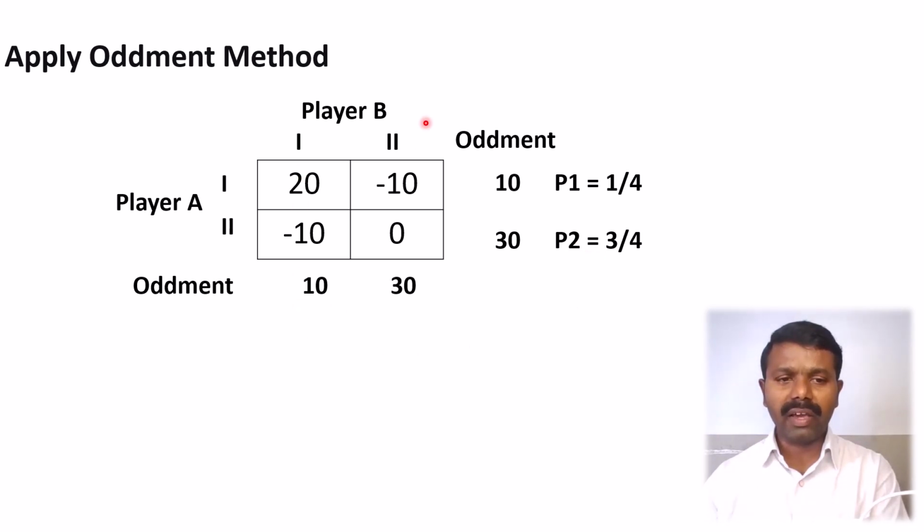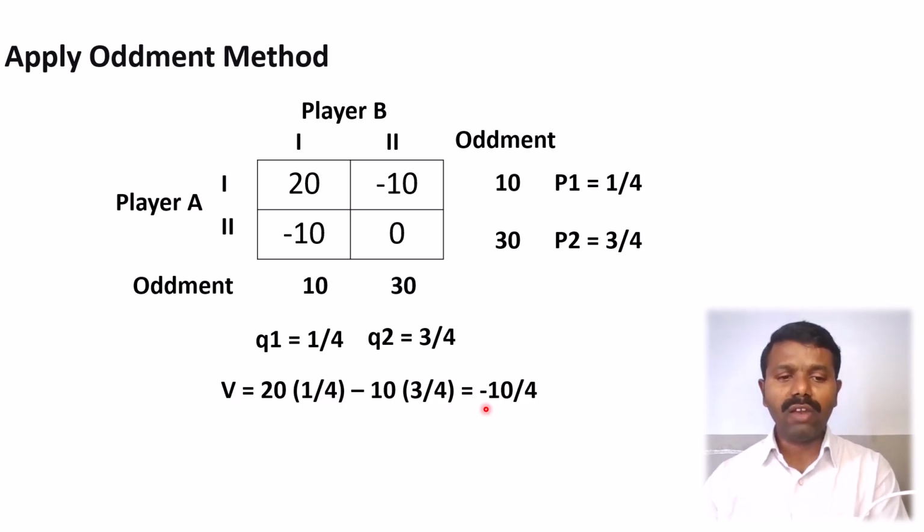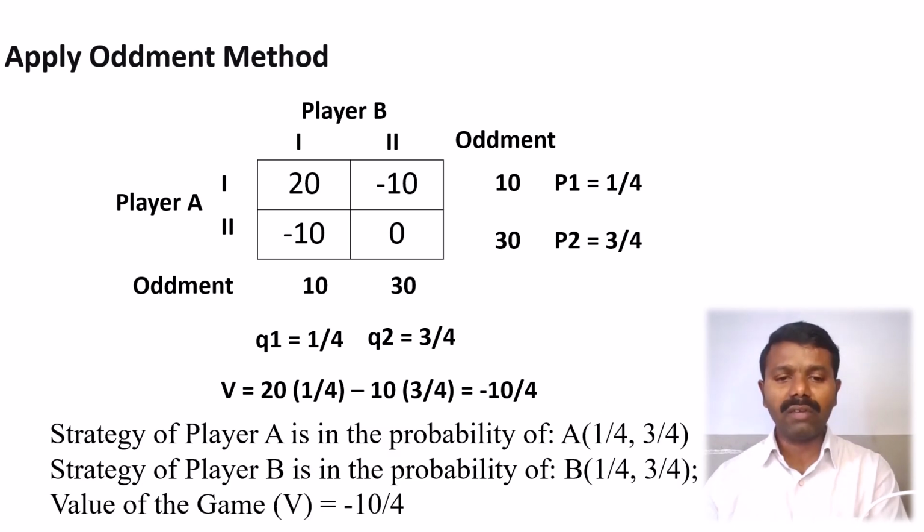In a similar manner, if I calculate the probability for the columns, Q1 is equal to 10 by 10 plus 30, that is 1 by 4, and Q2 will be 30 by 30 plus 10, that is 40, so that becomes 3 by 4. So now the value of the game will be 20 into 1 by 4 minus 10 into 3 by 4. So the value of the game will be minus 10 by 4. So this is how we will be solving the problem.